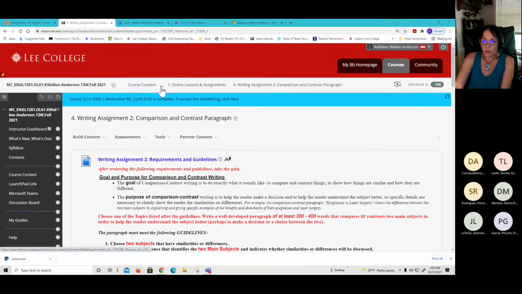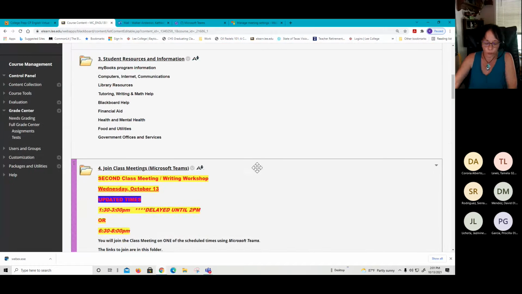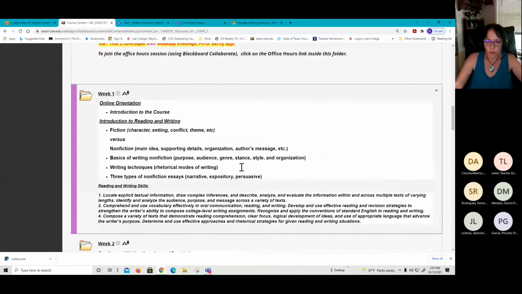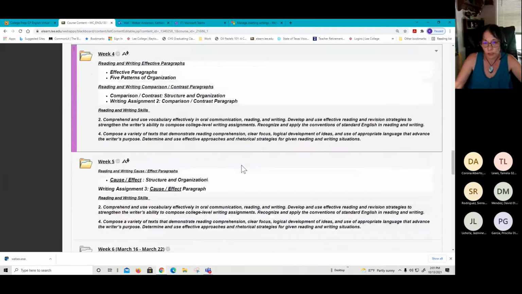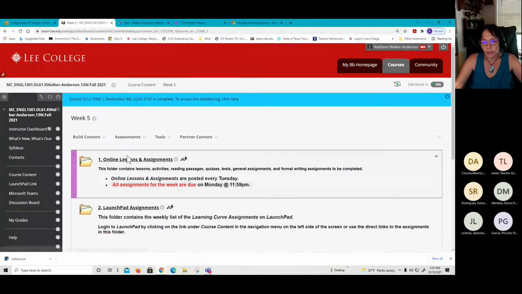Okay, so I'm going to back up to where I'm at. I moved the folder from week 2, for the comparison contrast paper, over to week 5. So I'm just going to go into week 5, and that's where this week's lessons are also, and assignments. So online lessons and assignments.